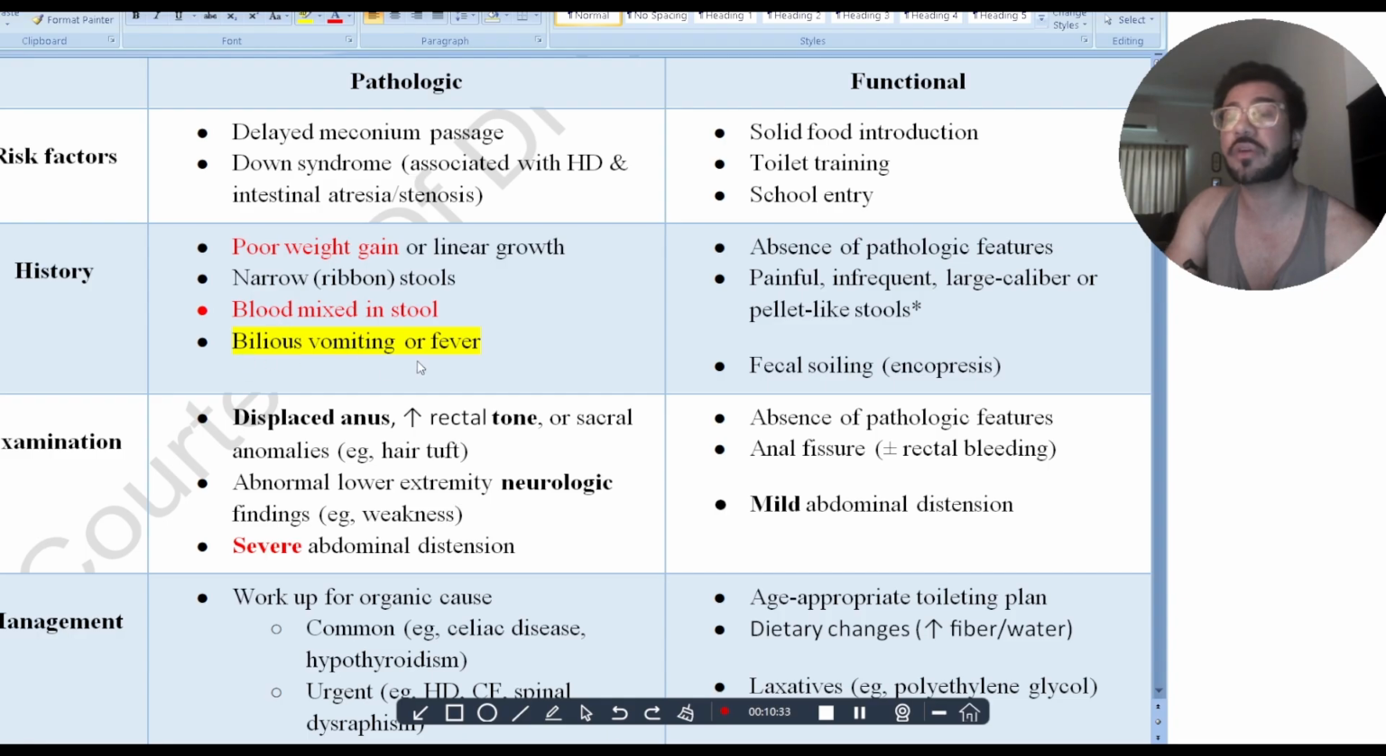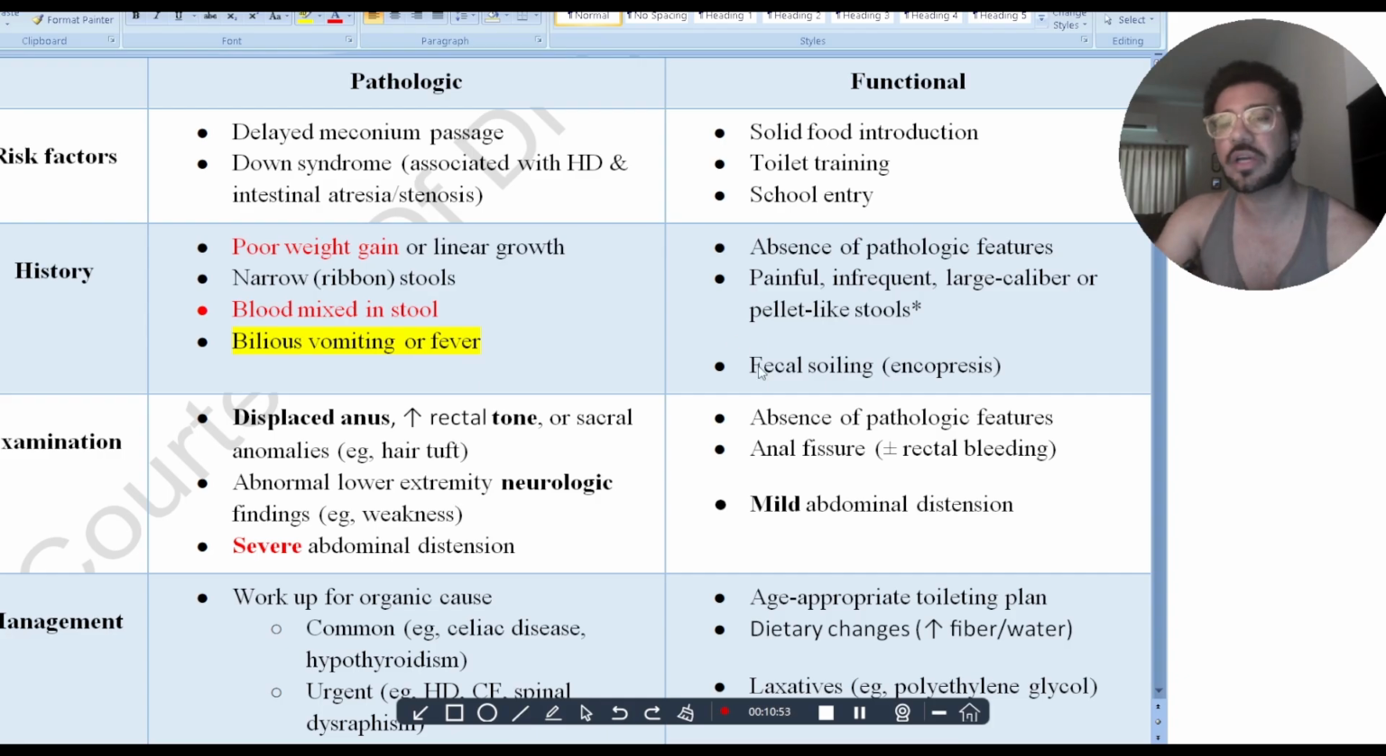Bilious vomiting or fever. Bilious vomiting suggests that the food is not moving into the small intestine. It can be a reason for intestinal atresia, or it can also be pyloric stenosis, bilious vomiting. So what are the features that you are going to see?